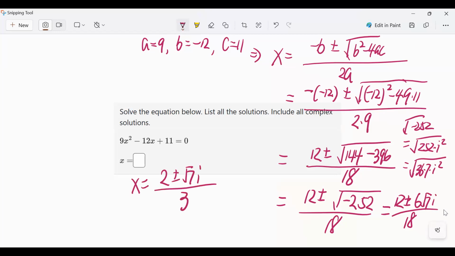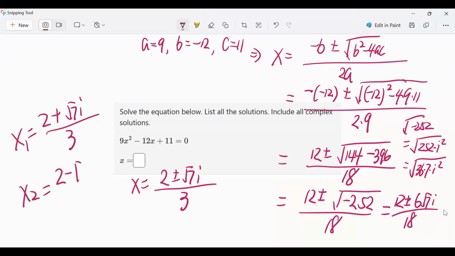So we get a couple solutions. x1 is 2 plus radical 7i over 3. x2 is 2 minus radical 7i over 3. So that should be the solution. Any question about this?